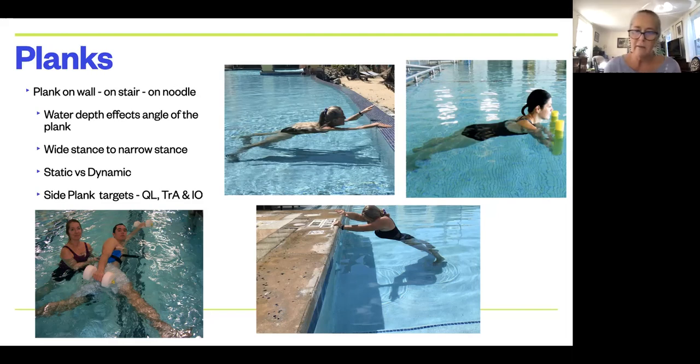And then I'm at the wall and I'm actually bringing one arm across the midline, and that's getting much more advanced. That's kind of up at a level 3, 4. And then side planks target the quadratus lumborum, transverse abdominis, and the, oh my God, I'm having a brain fart, iliotibial band. Okay.